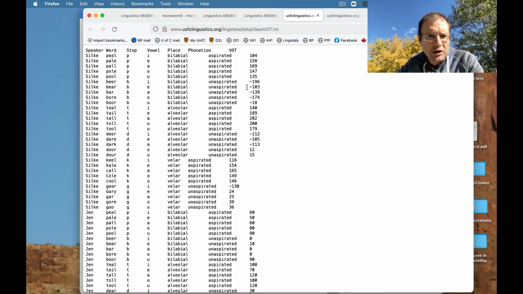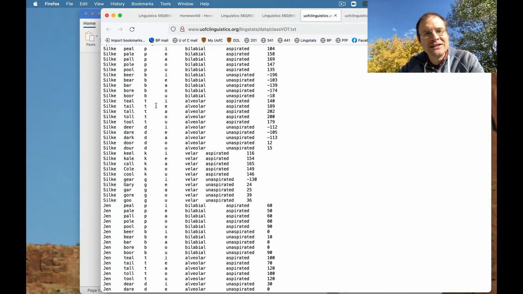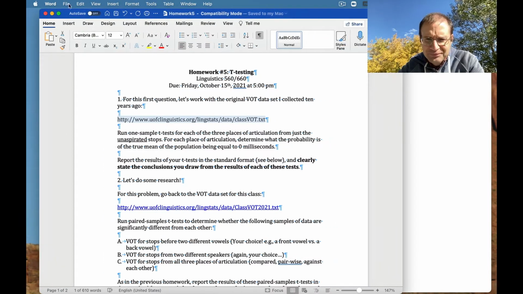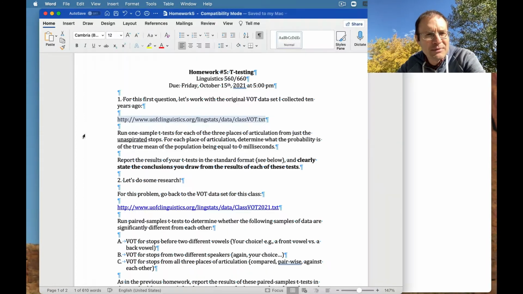Like I said, the reason this one is different from the VOT data sets I've collected since then is that I had the students produce both aspirated stops and unaspirated stops in English. So P's and B's, T's and D's, K's and G's, that sort of thing. So in initial position in a word like beer or gear and so forth, what we think of as voiced stops tend to be just unaspirated. Maybe they're voiced, maybe they're not.